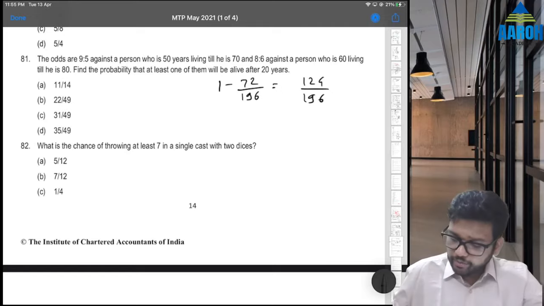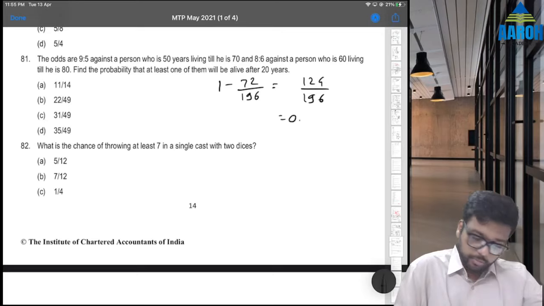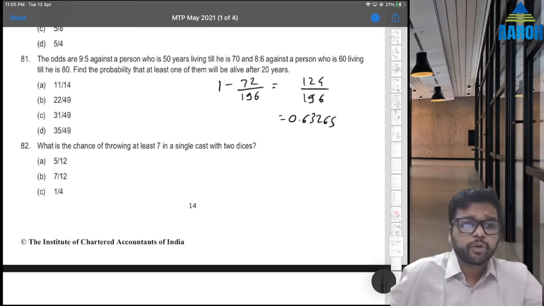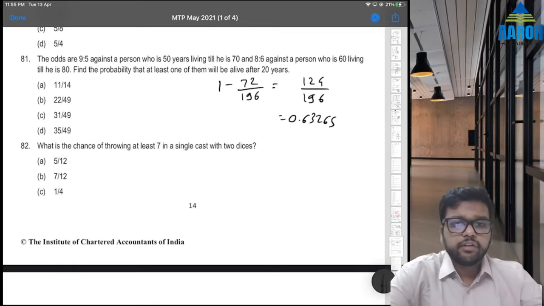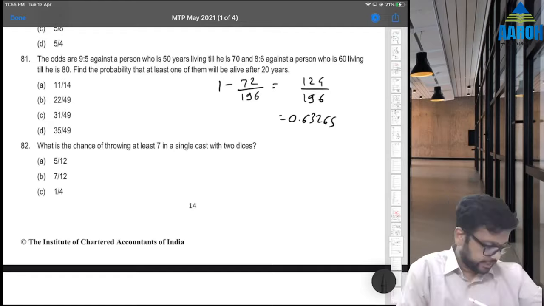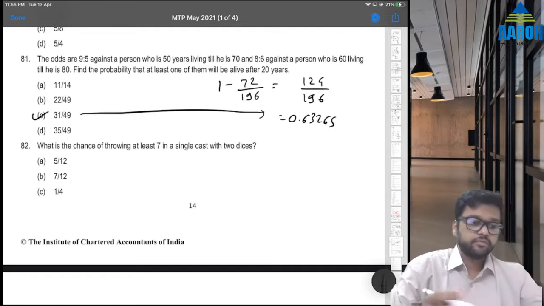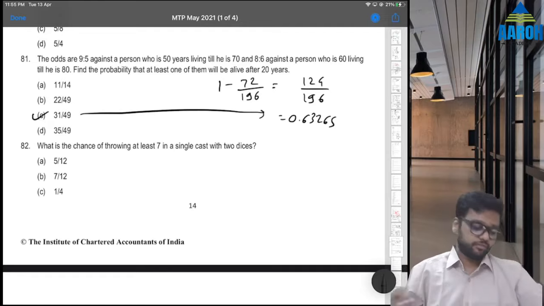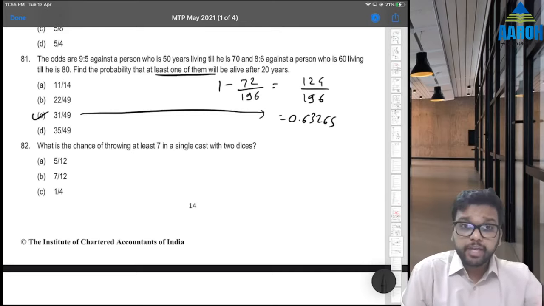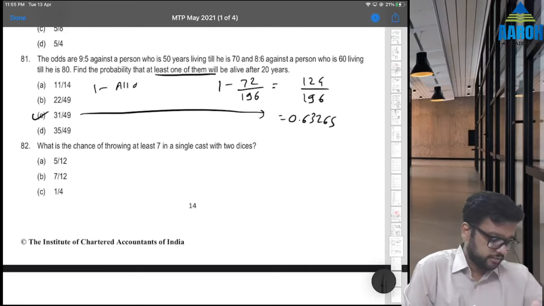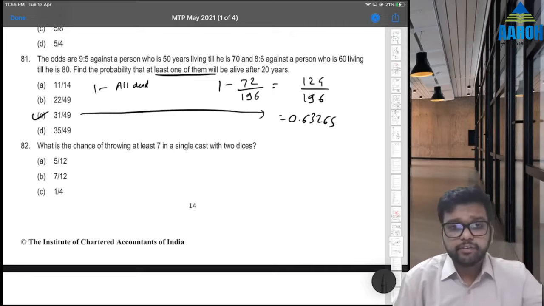Directly go by options. 124 divided by 196 is 0.63265. Check which option it is. 11/14 no. 31/49 is coming. C will be the correct answer. So what we did, for at least one of them alive, we did 1 minus all dead, because all dead was already given to us.